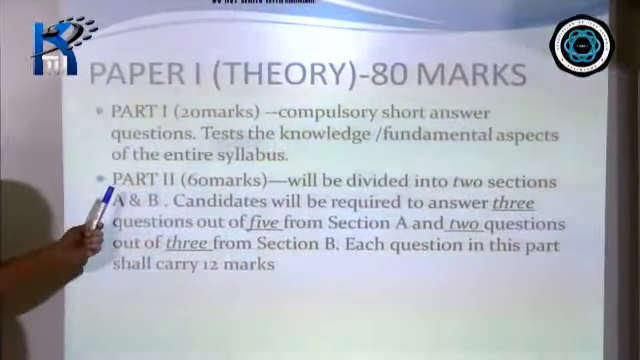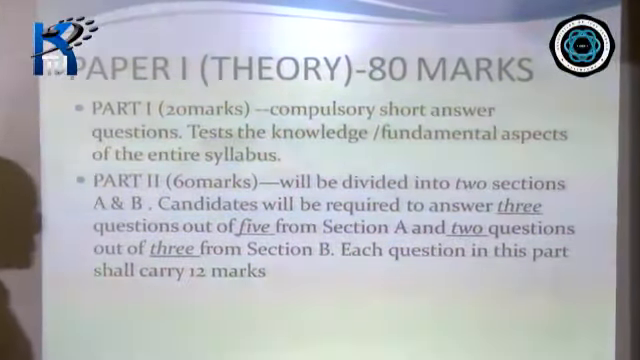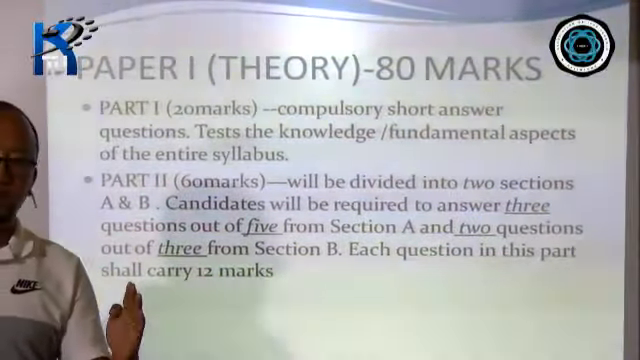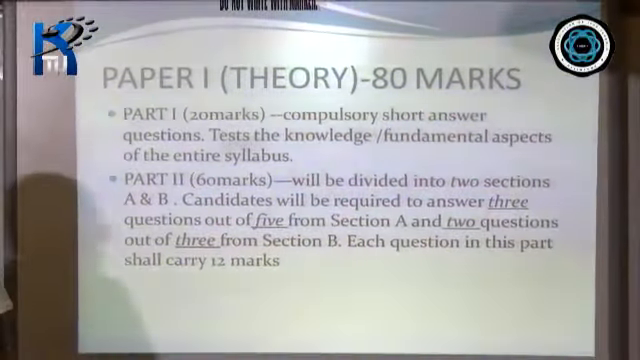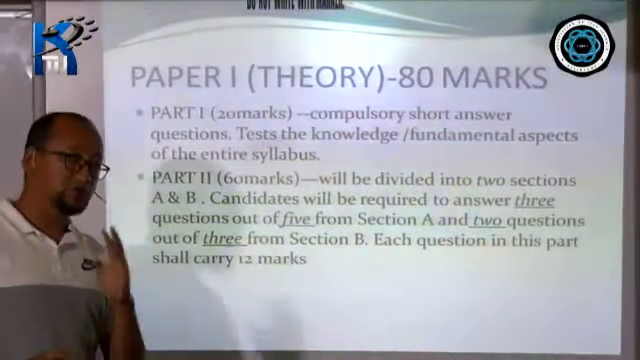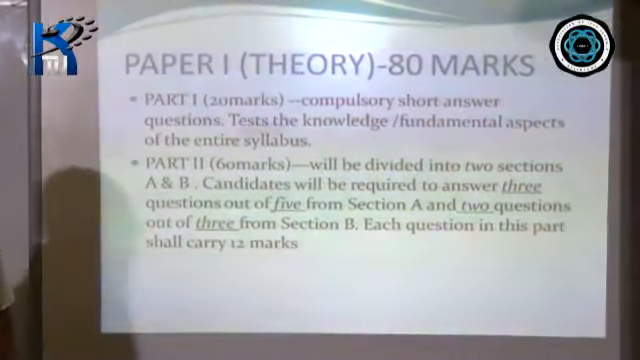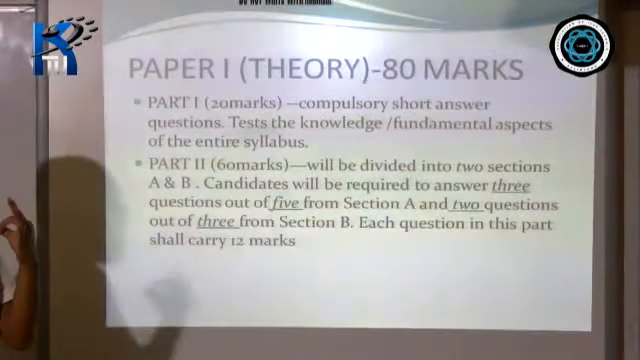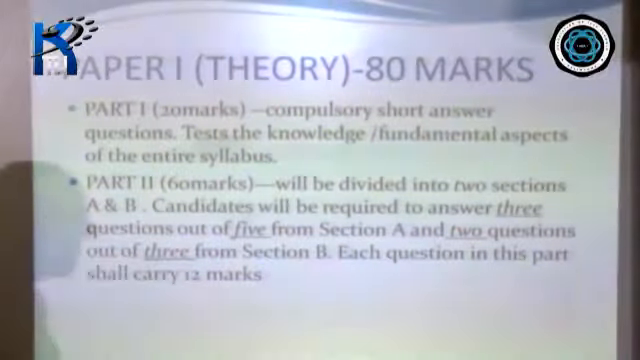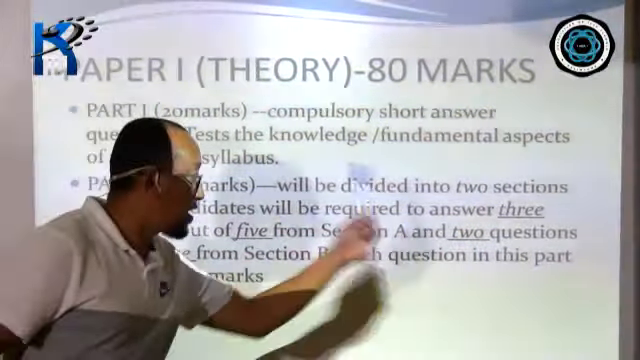All right? And part 2. Please have a look over here. Part 2 is going to be of 60 marks. And it shall be divided into 2 sections, Section A and Section B. In Section A, you shall be having 5 questions, and out of 5, you will be doing 3. So you have it here.